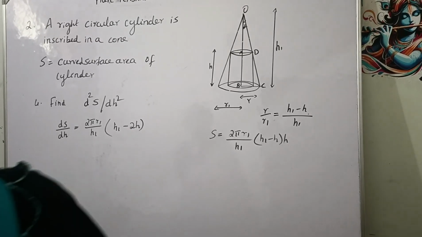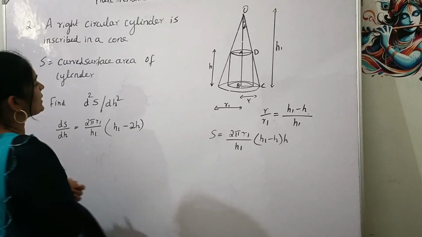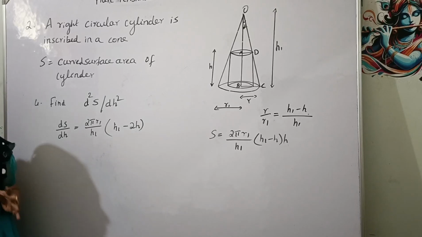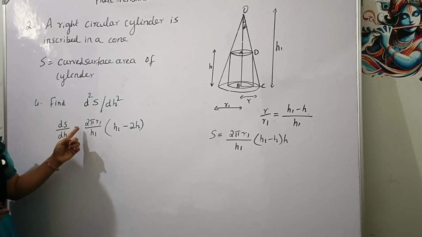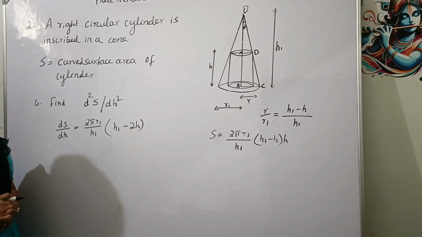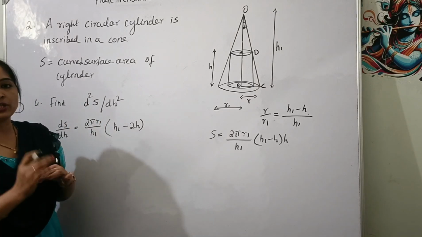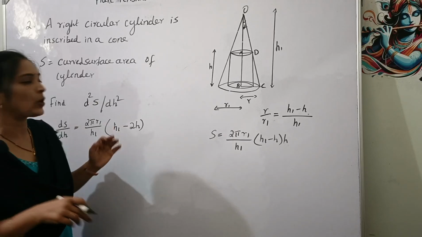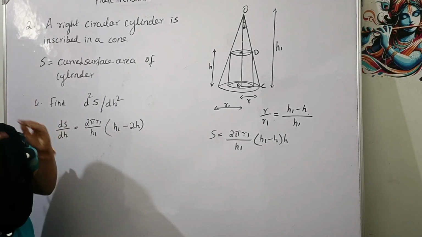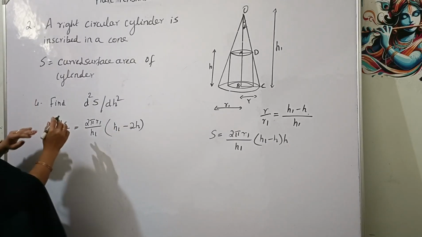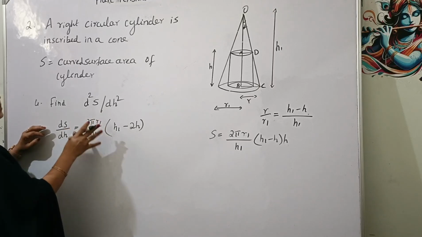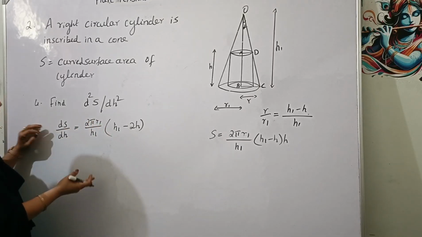Next question, find d square S by dH square. In the last question we had found dS by dH, that is 2 pi R1 divided by H1 into H1 minus 2H. Here we have to find the second derivative of S with respect to H. Here also R1, H1 are constants, so let's differentiate it again with respect to H.